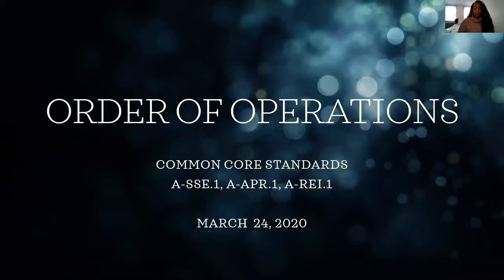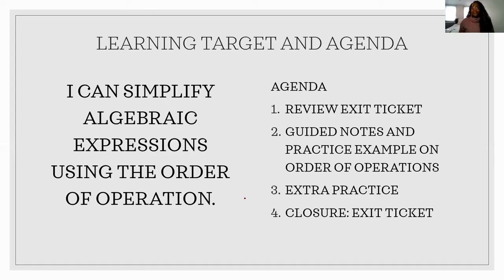If you remember, we have those lovely things called Please Excuse My Dear Aunt Sally. That's what we're doing. Our learning target for today is: I can simplify algebraic expressions using the order of operations. Our agenda: we're going to look at the exit ticket that we did last time, look at some notes and do some practice examples, get a little extra practice, and then close out with today's exit ticket.